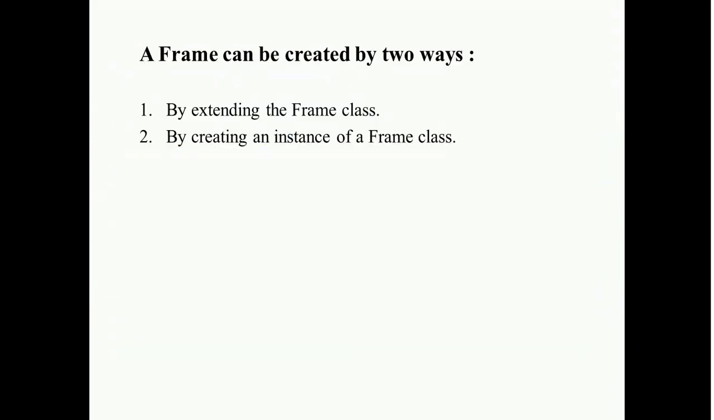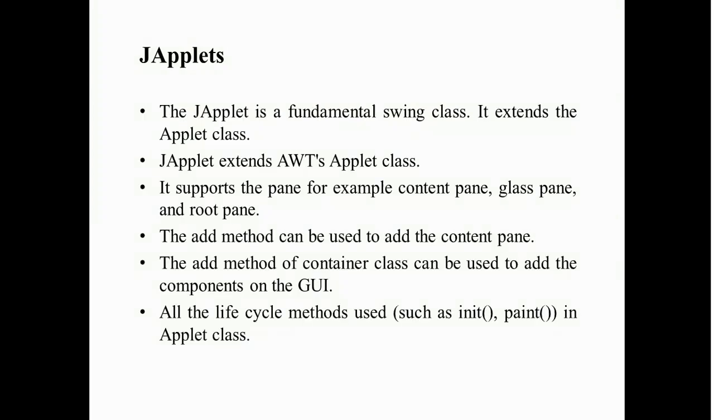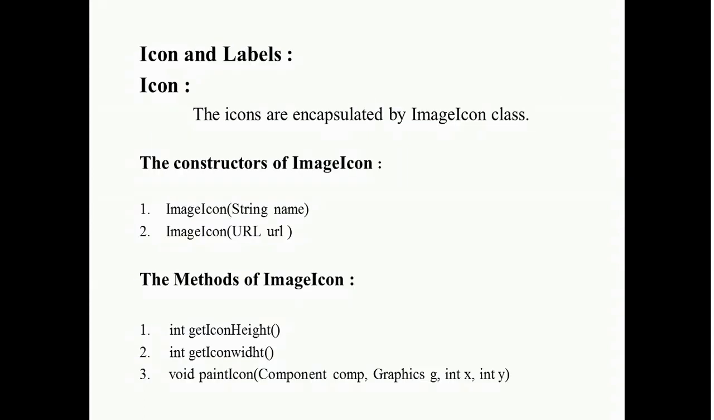how to create a frame using two ways. First is by extending the frame class and second way is by creating an instance of the frame class. Then we saw the JApplet component and one example of the JApplet component. Now in this lecture we study what an icon is, the label component, and the text field.